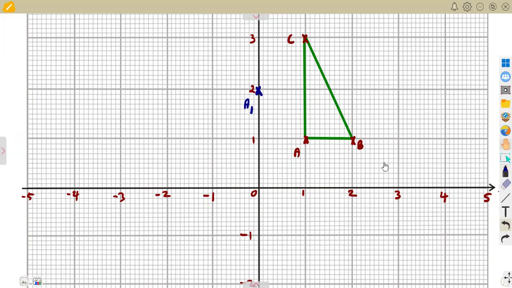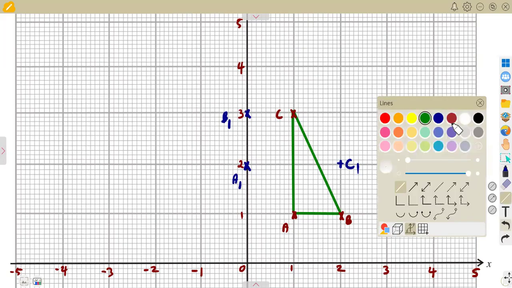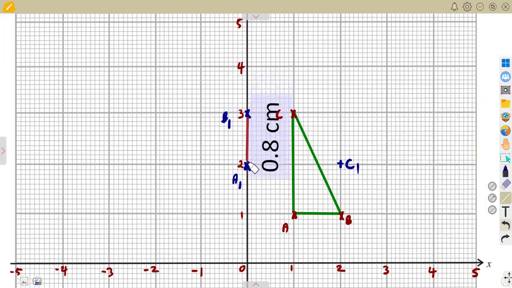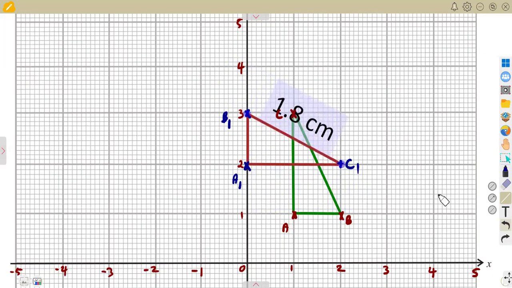B1, that's 0, 3. So that's our point B1. Then C1 is 2, 2. It's here. That's our C1 here. So this is what we are having. Let us join our triangle and see what we are going to have at the end. This is it. All right.